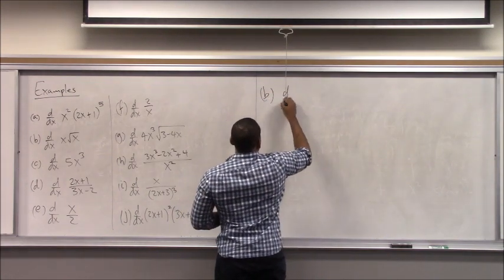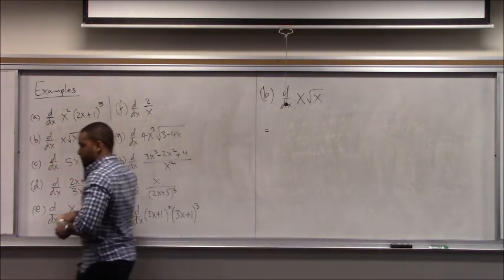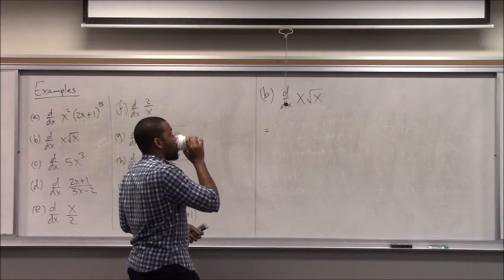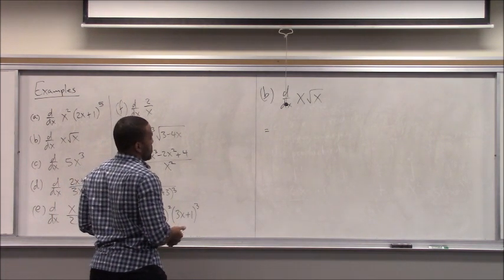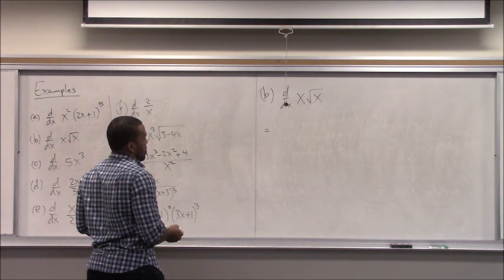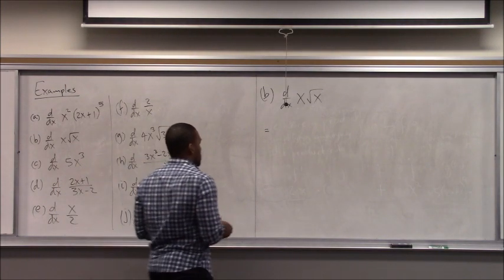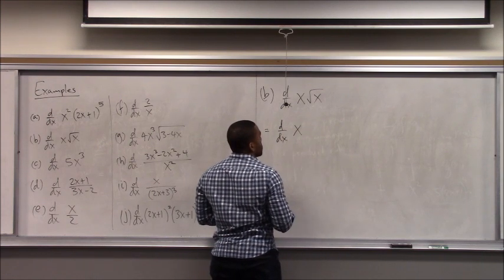About B. How do you differentiate that? Do you have to do like, can I do, since the square root of x is x to the 1/2, we could change that to x to the positive 1/2.